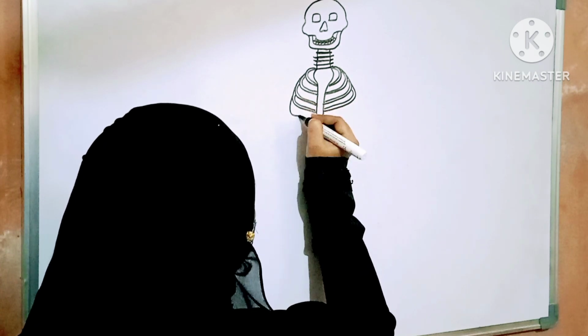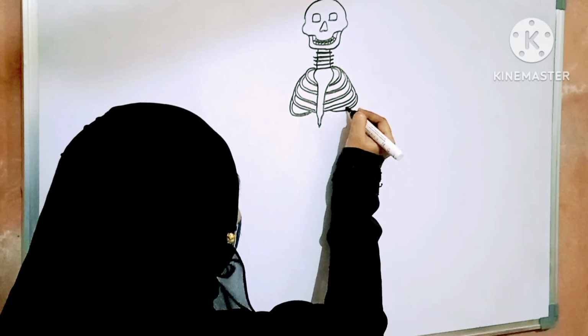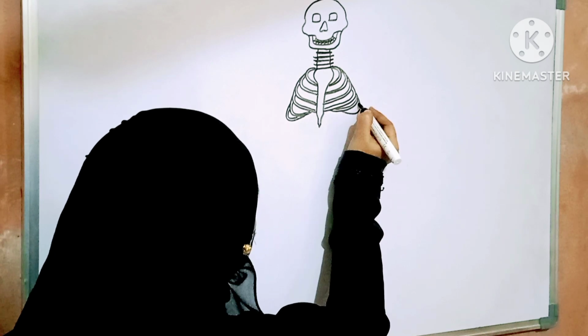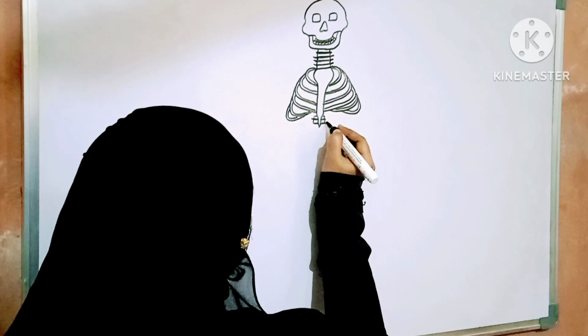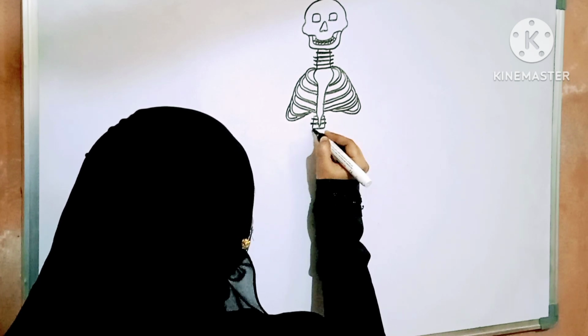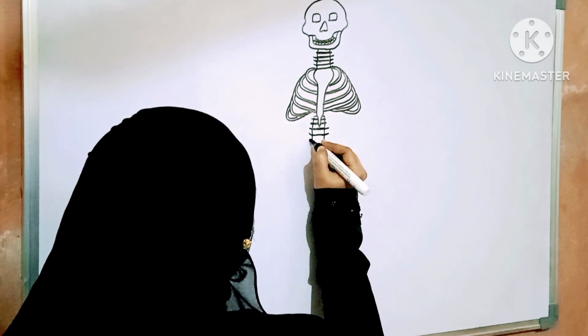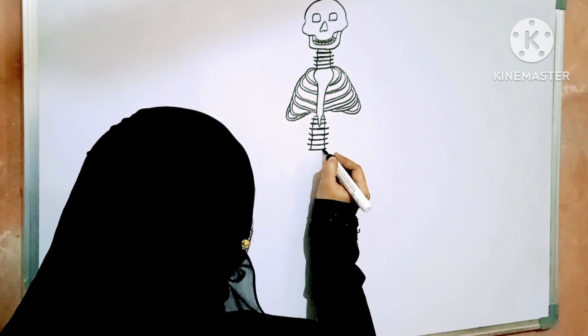Then you can see the rib cage. The rib cage is a cage-like structure that starts from below the shoulder and ends at the waist. It is formed of 12 pairs of bones called ribs. Each rib is a thin flat bone that is joined with the long backbone and with the flat breastbone called the sternum at the front.